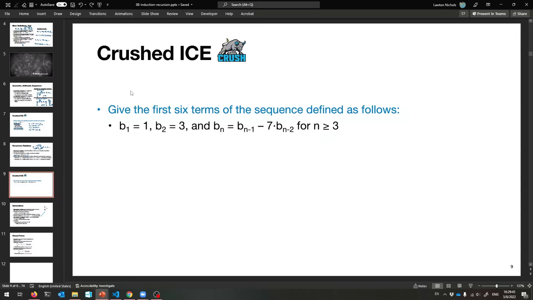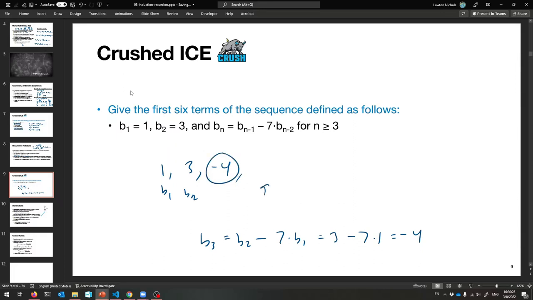Here we go. It's very easy to give the first 2 terms because they're given, right? So definitely it goes like this, 1, 3. And then we need to calculate the next element in the sequence. B3 is equal to B2 minus 7 times B1. So that's 3 minus 7 times 1, which is negative 4. Okay, cool, so that's B3. Then B4 is based on the previous two. It's equal to 1 ago, negative 4, minus 7 times 2 ago, which is positive 3. So that's negative 4 minus 21.